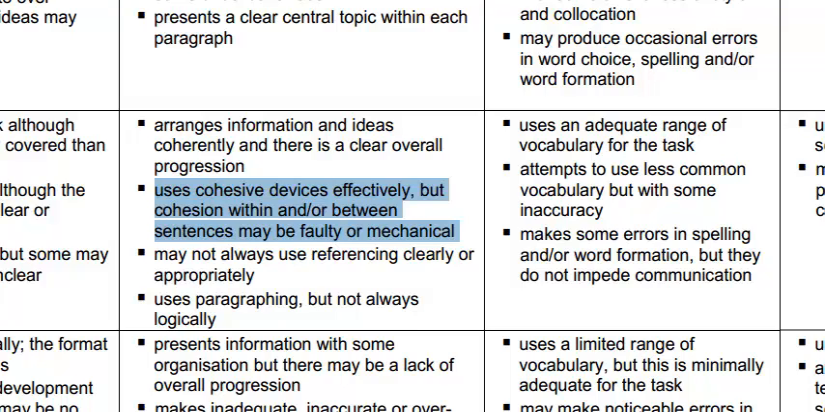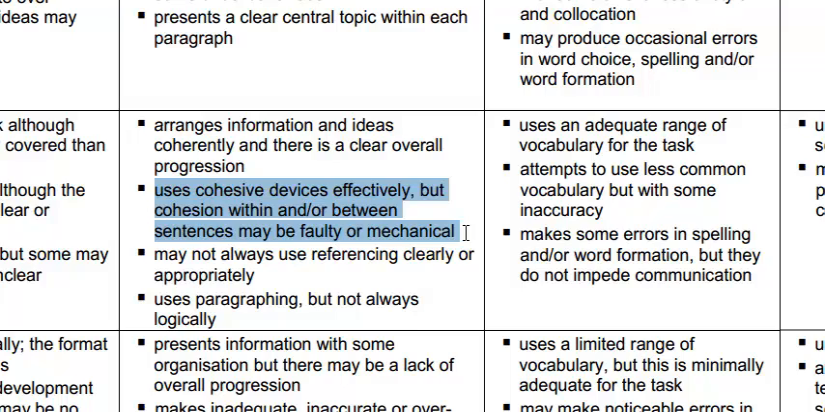So to summarize, the first criteria relates to the coherence or the clarity of the message. In all band scores 6, 7 and 8, your message can be understood. It's just the degree of ease at which that can be understood. Moving on to the second criteria, if we read here, in band score 6, uses cohesive devices effectively, but cohesion within and or between sentences may be faulty or mechanical.